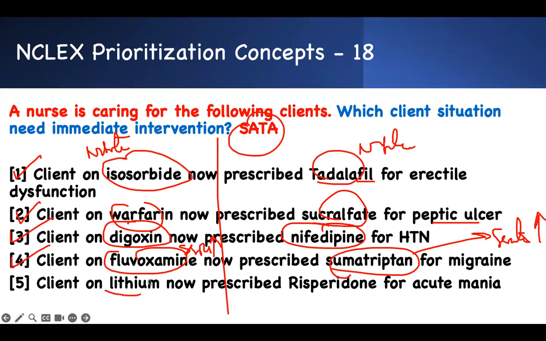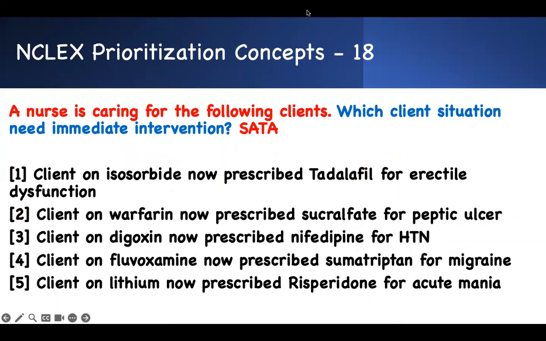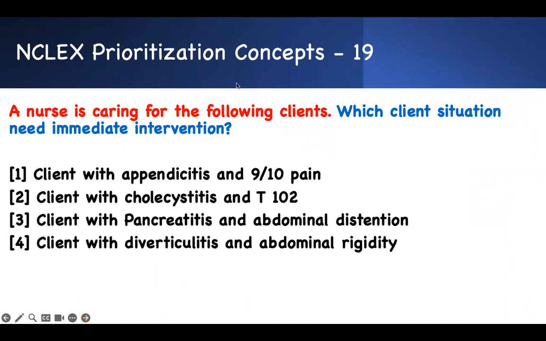Client on lithium, now prescribed risperidone. This is for acute mania. This is a concept you're supposed to know. Don't only focus on lithium. When somebody is in acute mania, we put them on lithium, but they also need a second generation antipsychotic. This is a second generation antipsychotic. So this is okay. Don't worry about this one. So 1, 2, 3, and 4 are your right answers. This is pure pharmacology concept. If you have a problem, check my YouTube site.